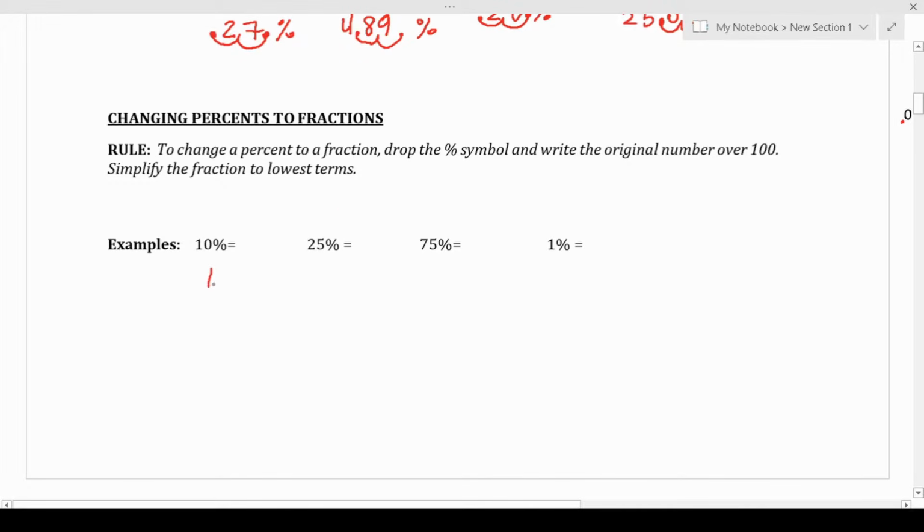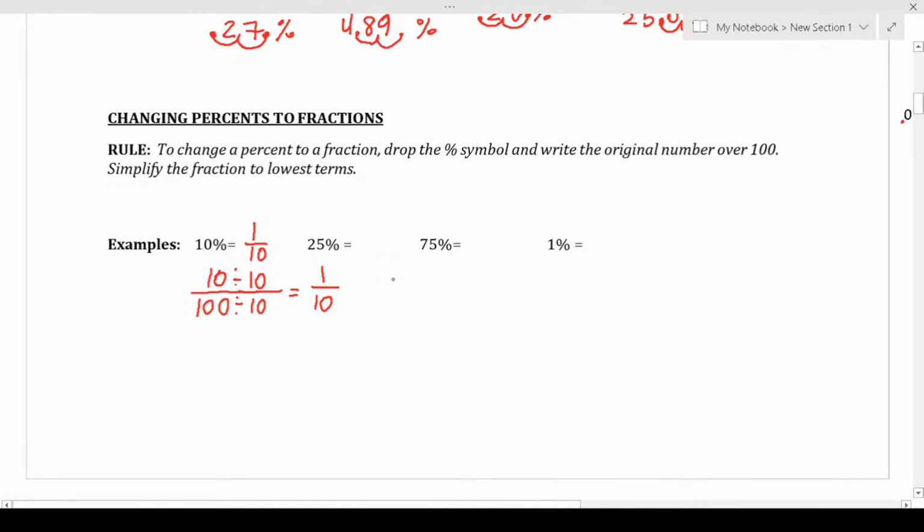So we're going to drop the percent symbol in 10%. We're going to write it over 100, and then we're going to simplify if possible. In this case, we can see that 10 and 100 are both divisible by a common factor of 10. So let's go ahead and reduce this. 10 divided by 10 is 1. 100 divided by 10 is 10. So 10% is the same as 1 over 10.